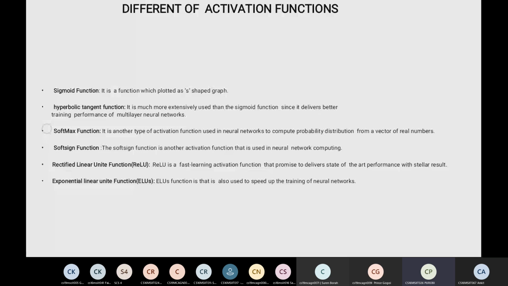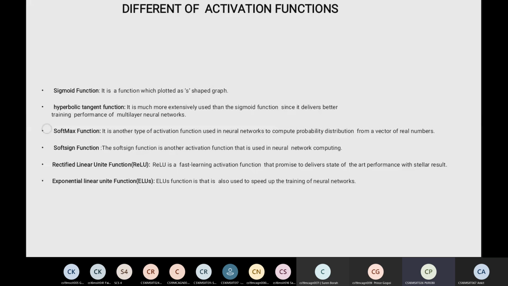Hyperbolic tangent function. It is used in hidden layers of a neural network as its values lie between -1 and 1, hence this means the mean for the hidden layer comes out to be 0 or very close to it.